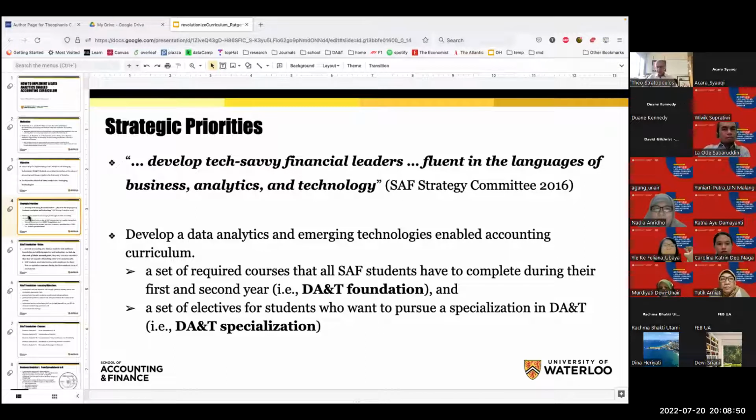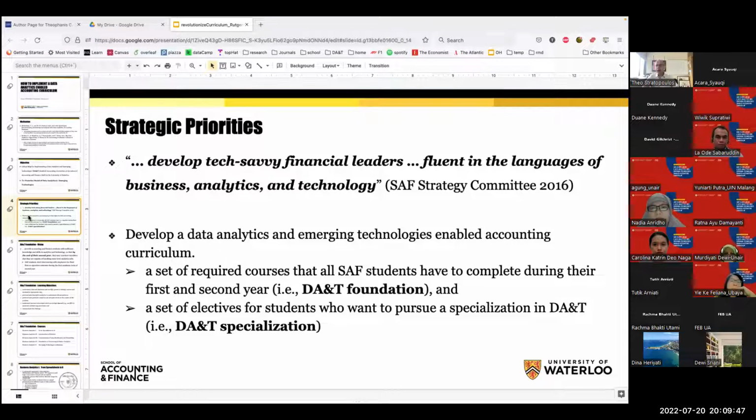The Waterloo model of data analytics and emerging technologies was conceived as part of the school strategy. Around 2016, 2017, a committee, the SAF strategy committee, was established. The objective of this committee was to think about what's going to be the strategic plan for the school. The strategy committee met with people from the industry, met with our alumni, met with people from all different areas: consultants, high-level managers, mid-level managers, entry-level accountants. We met with all different types of groups.